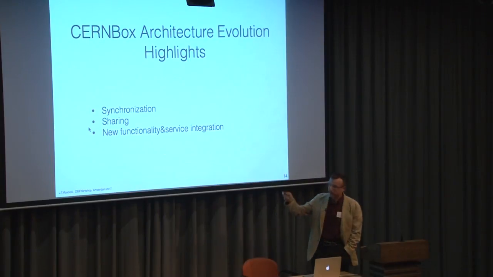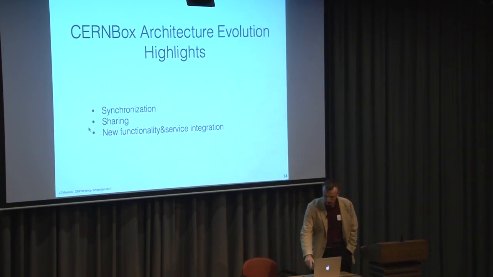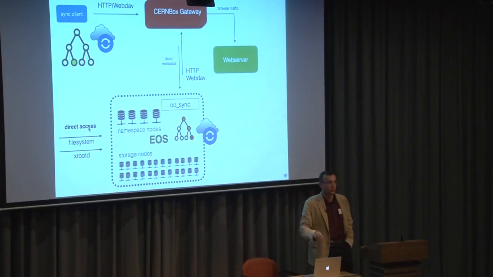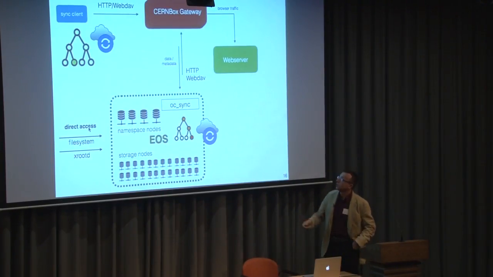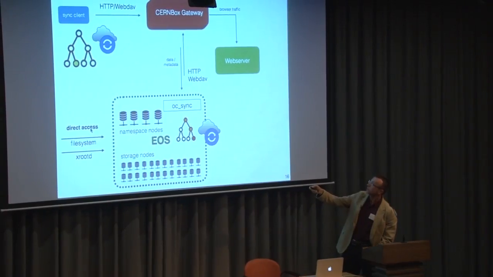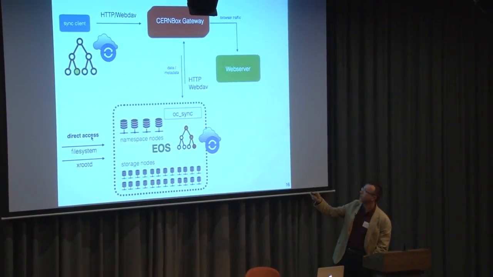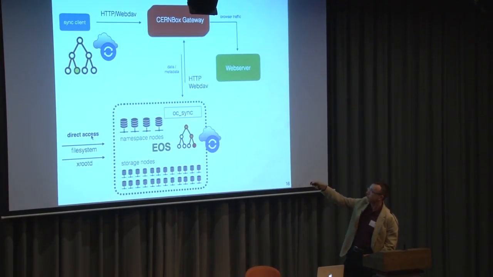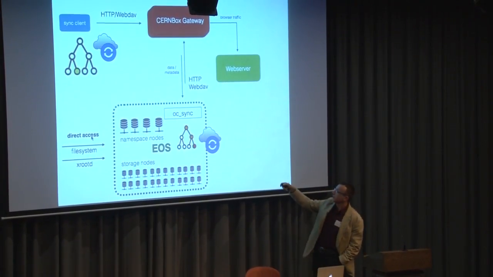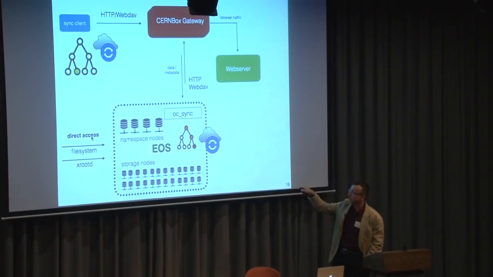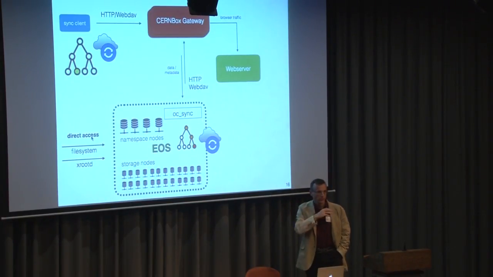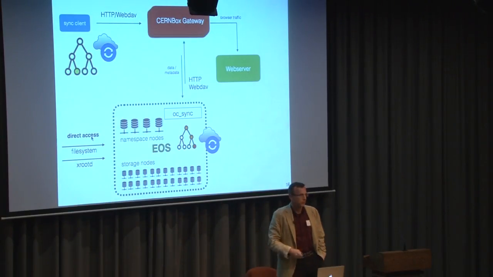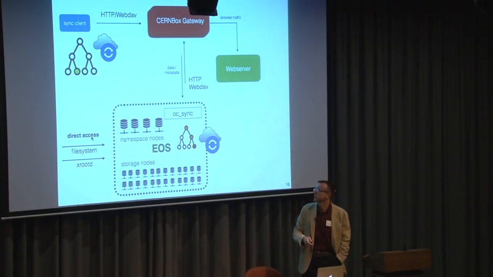So, a couple of architecture highlights. If we start with synchronization, this is the current architecture that we have in CERNBox. We have the sync clients, which are on-cloud sync clients. They speak HTTP WebDAV, so they speak files. This is redirected to our storage system, and essentially we have embedded WebDAV servers on the storage nodes. So this system directly talks to the hundreds of storage nodes that we have, so this scales horizontally pretty nicely.